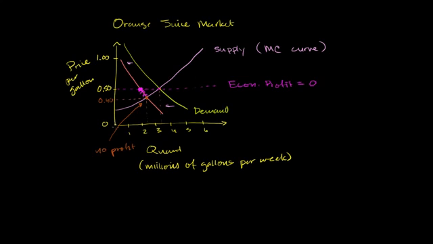Now let's think of another situation. Instead of a newspaper report saying that oranges are bad, let's say a newspaper report comes out saying oranges are very good. They make you live longer. They are the best thing that you can have. Well, then at any given price, you're going to have more demand. And so you would have a demand curve that looks something like that.